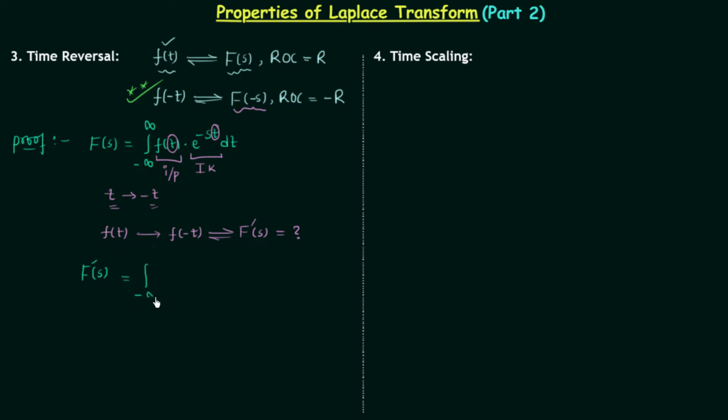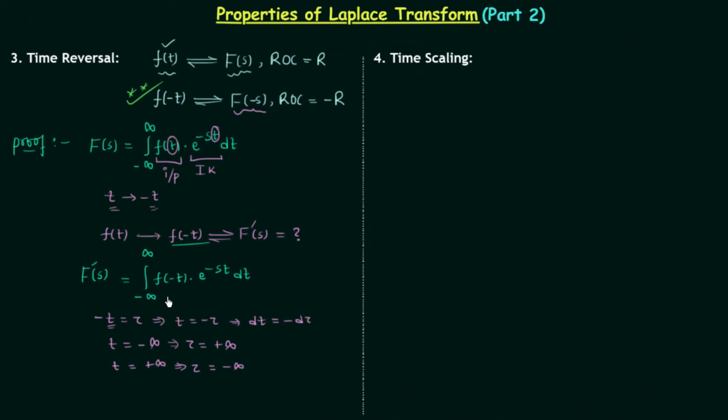It is equal to integration from minus infinity to infinity of time domain signal f(-t) multiplied by e^(-st) dt. Now let's say -t is equal to tau. This implies t is equal to -tau, and this implies very small dt will give us negative of very small d-tau. And the range of integration will also change. When t is equal to minus infinity, put t equal to minus infinity here, and you will get tau equal to plus infinity. Similarly, when t is equal to plus infinity, you will get tau equal to minus infinity.